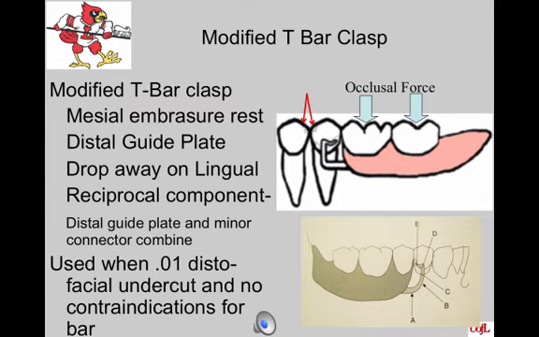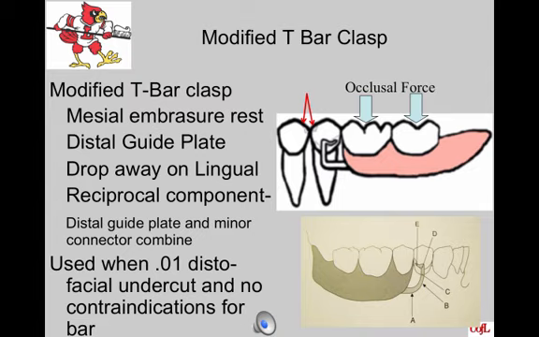Note that this is different from the T-bar that we just presented with a distal rest. There is a distal guide plate, and the lingual drops away, avoiding the marginal gingiva by at least 3 millimeters, with the guide plate and the minor connector leading to the mesial rest providing reciprocation. The combination of the two must satisfy the rule of encirclement, providing 3 widely spaced areas of contact of metal to the tooth. The modified T is used when we have a .01 retention on the distal facial surface of the tooth and when the bar clasp is not contraindicated.